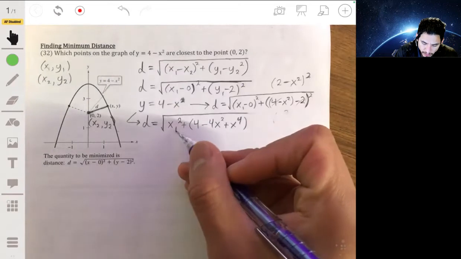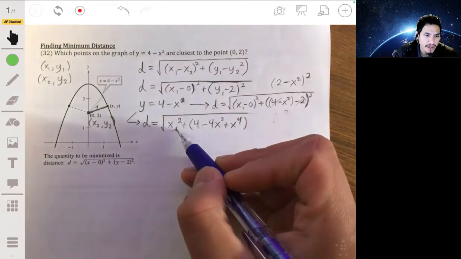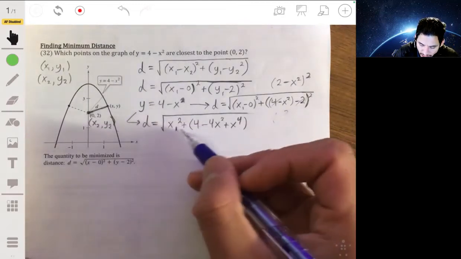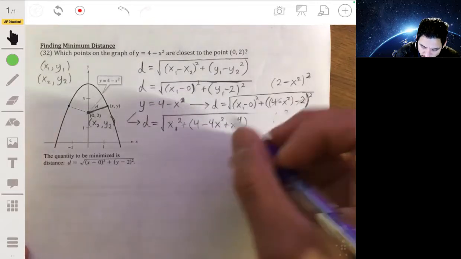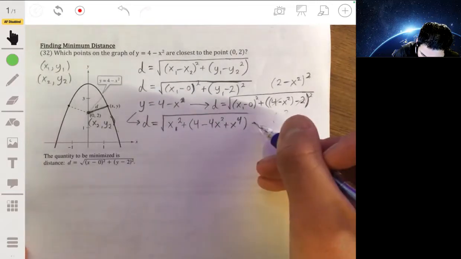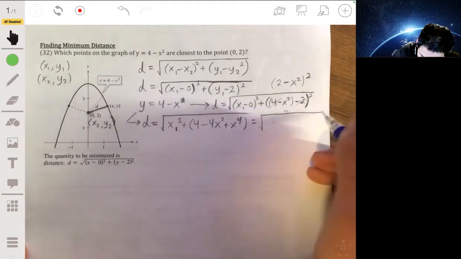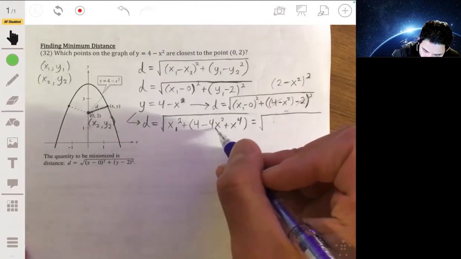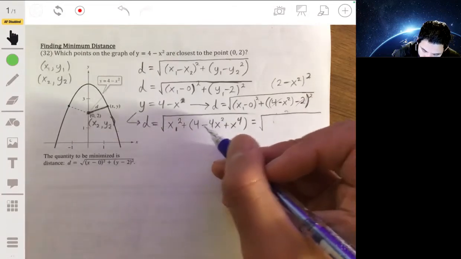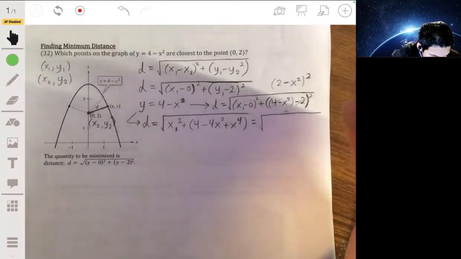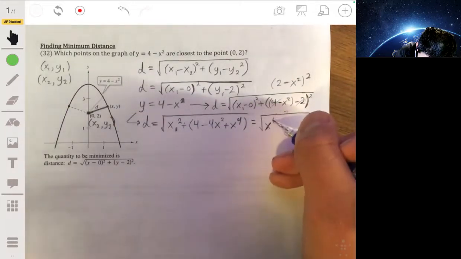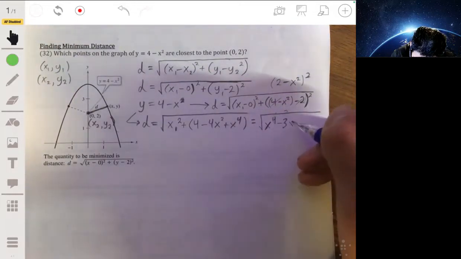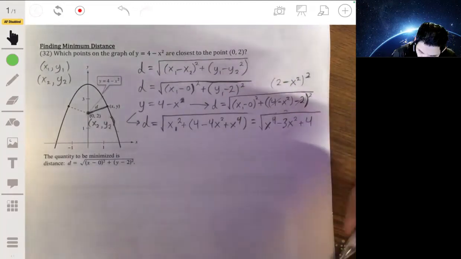Now, that's x1 notation. It doesn't really matter that we call it x1 because, remember, it's a subscript. So we can just have these all be x1 or just call them in general x. It doesn't really matter. So let's rewrite this as the square root of what we have, which is negative 3x squared plus 4 plus x to the 4th. And let's go in standard form. So x to the 4th minus 3x squared plus 4.